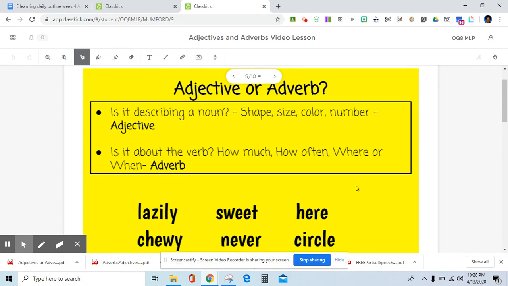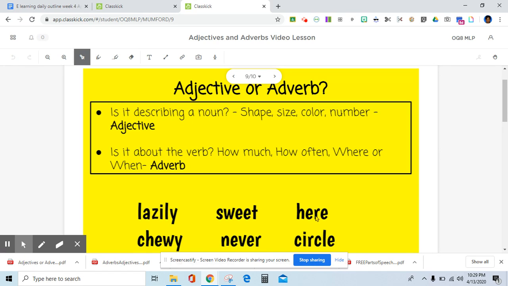So is that telling shape, size, color, or number? Or is it telling how much, how often, where, or when, or how I did something? It is telling how I did something. So lazily is an adverb. Remember that clue also: it ends in -ly. It tells how you did something. Sweet. Could sweet describe a noun or a verb or an action? Think about sweet apple. Apple is a noun, so that would be an adjective.